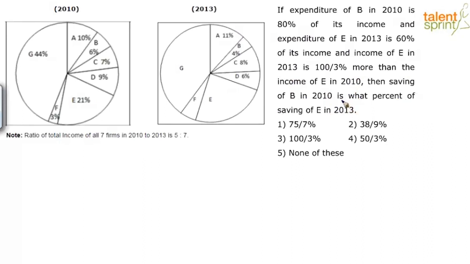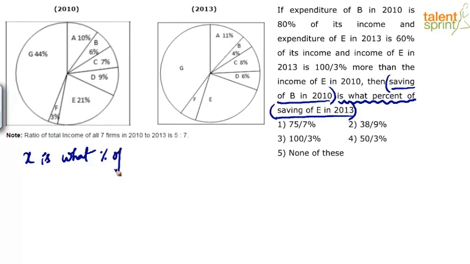So if you see, the actual question says saving of B in 2010 is what percent of saving of E in 2013. So typical percentage type question, right? X is what percent of Y. What is X here? Saving of B in 2010. What is Y here? Saving of E in 2013. So all we have to find out here is X is what percent of Y. A standard question type, right?